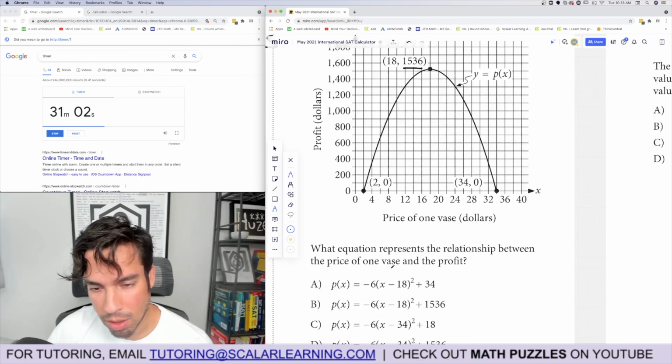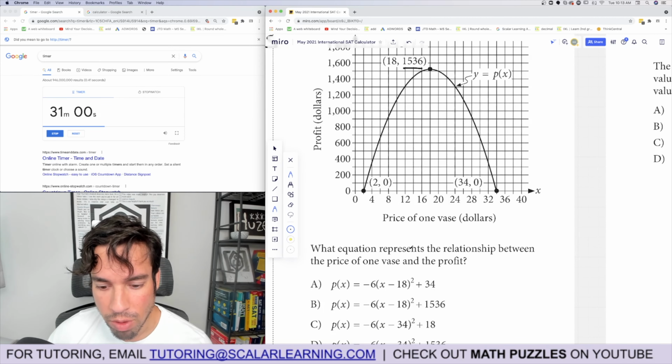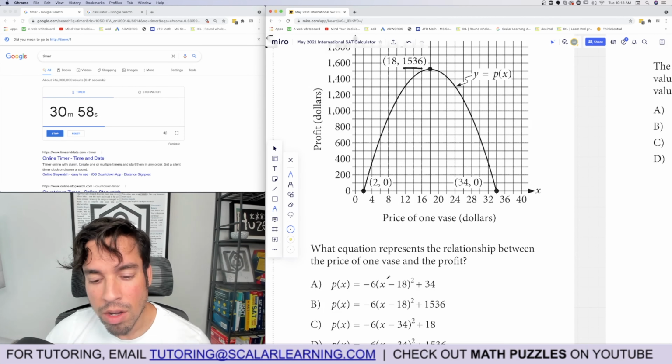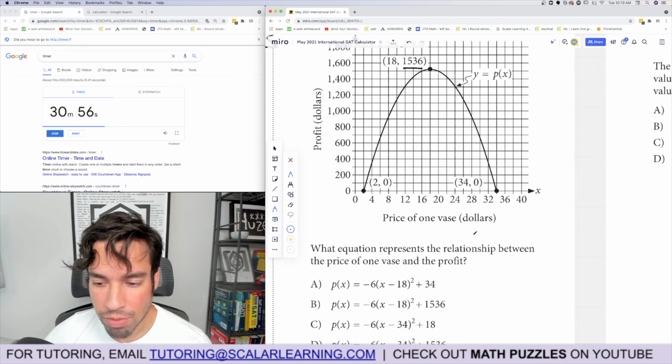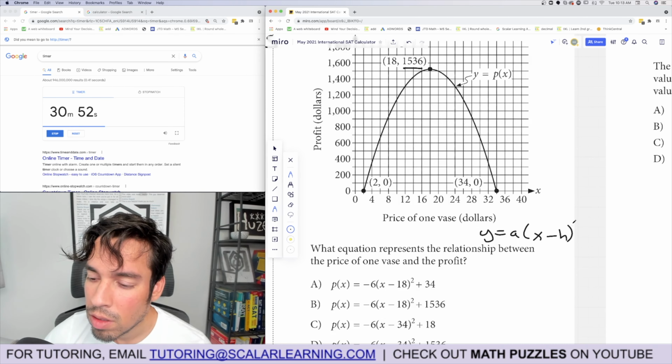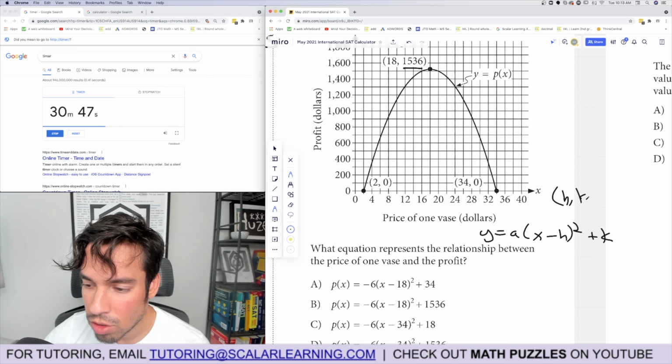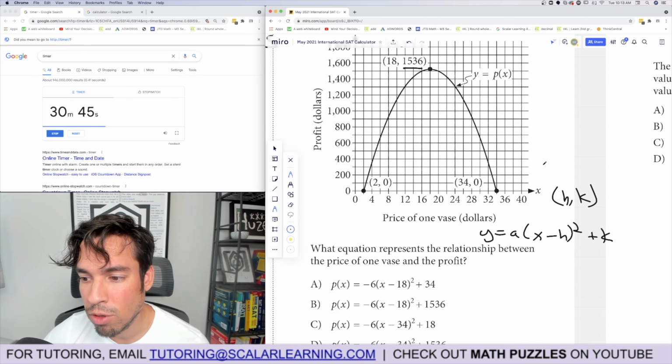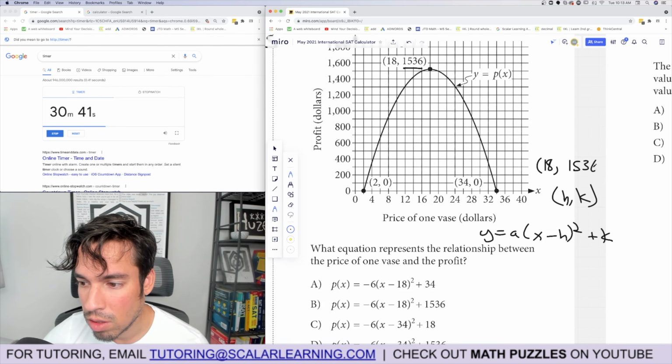Okay, it doesn't even matter. We're just trying to find an equation that represents this. And here's the nice thing. All these equations are in vertex form, right? So vertex form is like this, where h and k are the vertex. Well, guess what? The vertex we see up there, I already mentioned, is 18, 1536.